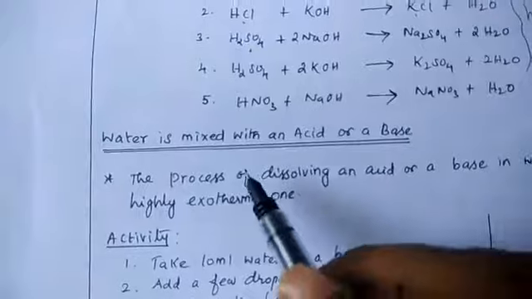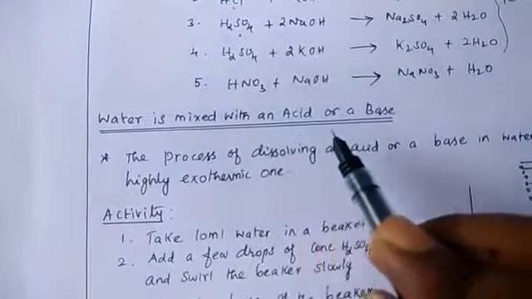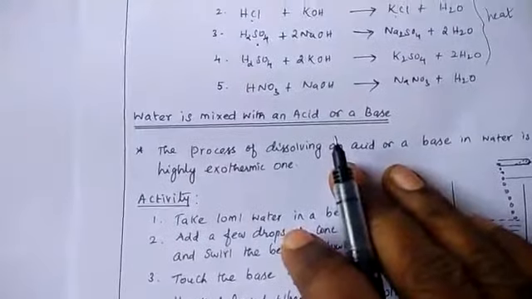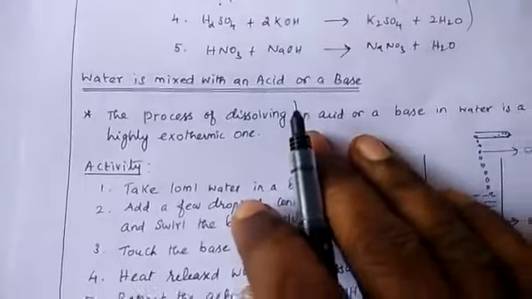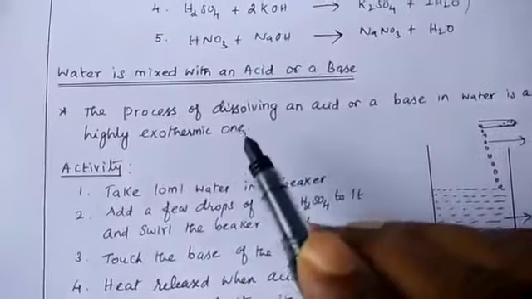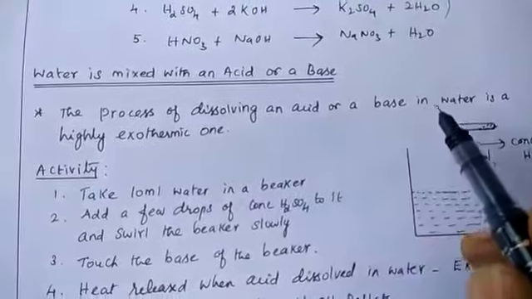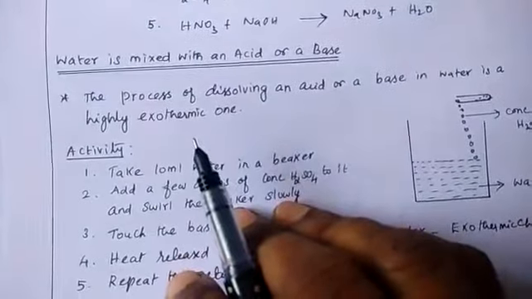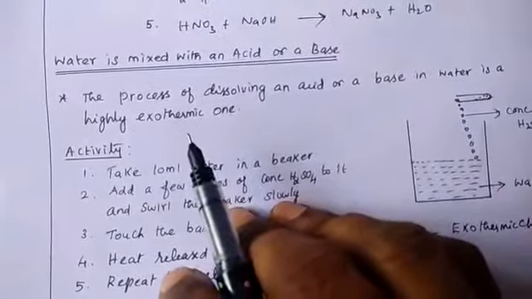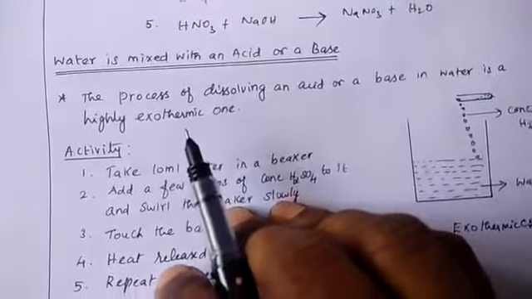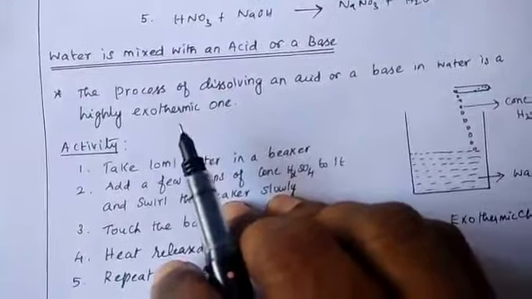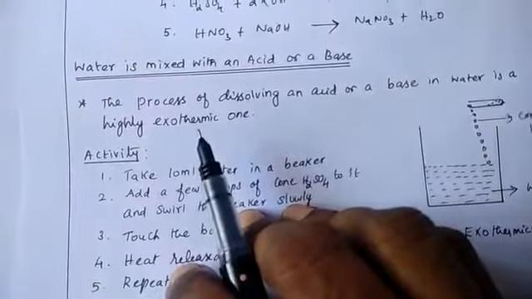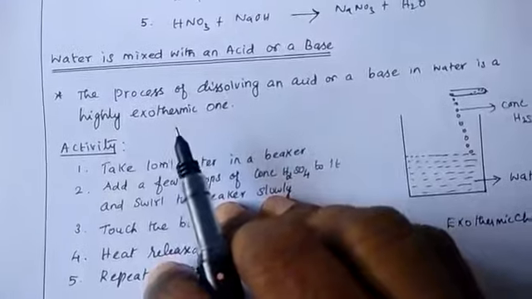Now the next topic is water mixed with an acid or base. What happens when an acid is dissolved in water or a base is dissolved in water? The process of dissolving an acid or base in water is highly exothermic. So when an acid or base is dissolved in water, heat is released. This is known as an exothermic change. Generally acid and base dissolved in water produce high heat.